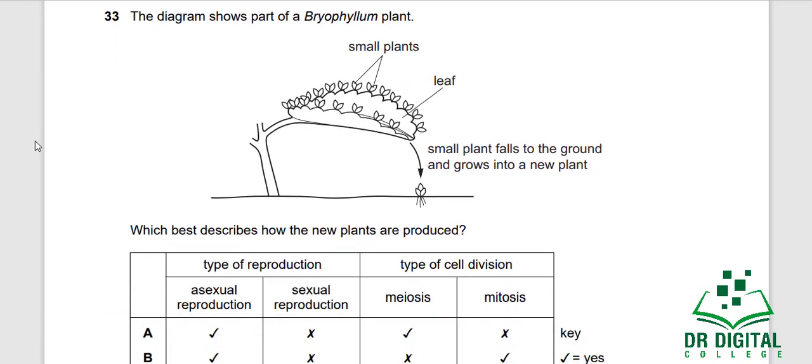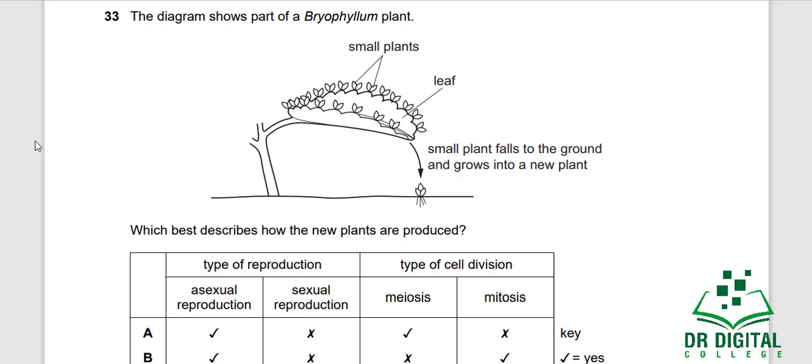In question 33, the diagram shows part of a bryophyllum plant. You know that bryophyllum plants are very less advanced plants. They do not have proper xylem and the phloem and so on. You may not be familiar with them. These are the small plantlets present on the leaf. Small plant falls to the ground and grows into the new plant. You know that there are no flowers being shown, so this is a kind of asexual reproduction, which best describes how the new plants are produced.